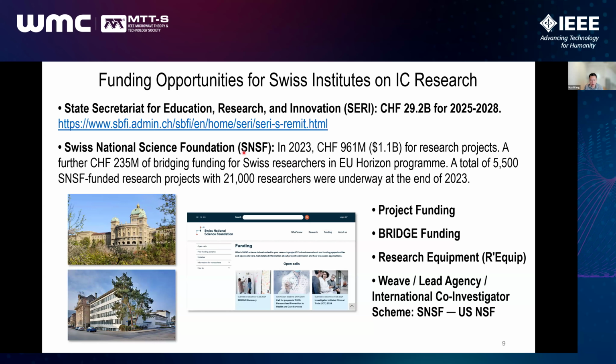Within the Swiss National Science Foundation there are multiple funding mechanisms that we often apply for. One is the standard project funding. It can support one PI up to three PIs, with each PI typically funded up to 800,000 Swiss francs over a 3-year research period. There's also bridge funding, which encourages collaboration between universities and startup companies to translate research from the lab into actual products that impact society.